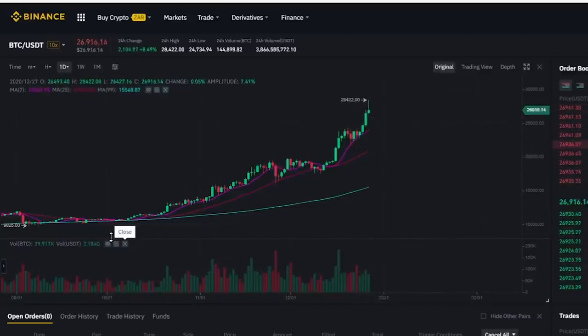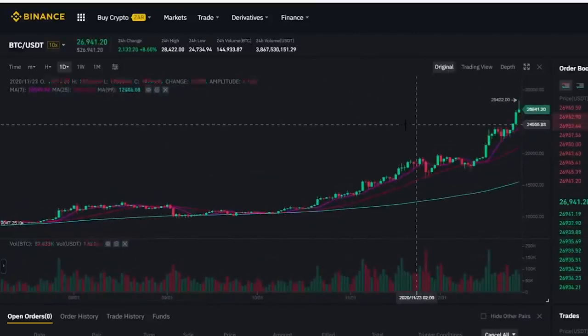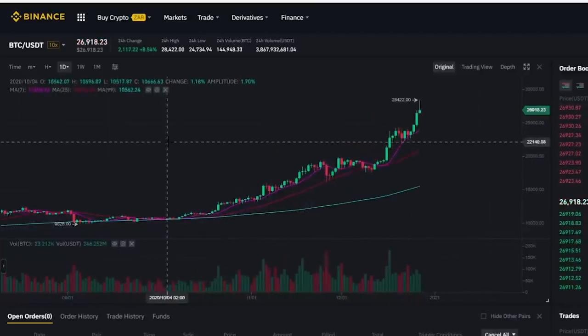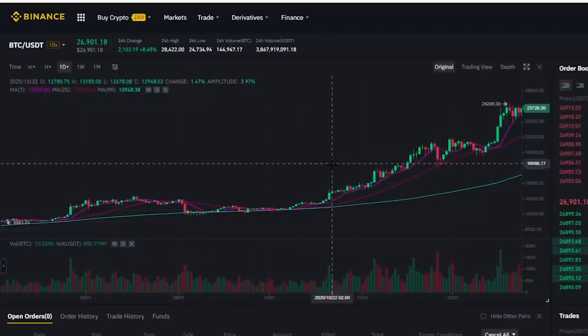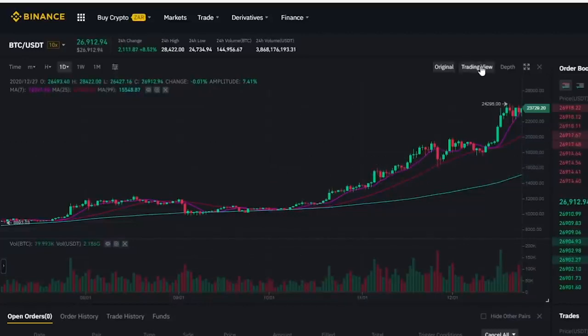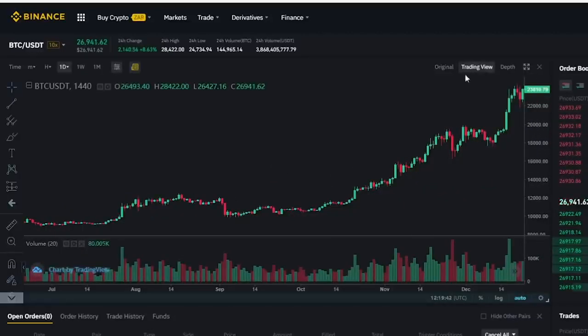And you can see here it says original. So original simply means that this is a default Binance charting, right? And this is not what I recommend that you use. You need to be using this one here, TradingView, right? Immediately you see the difference.